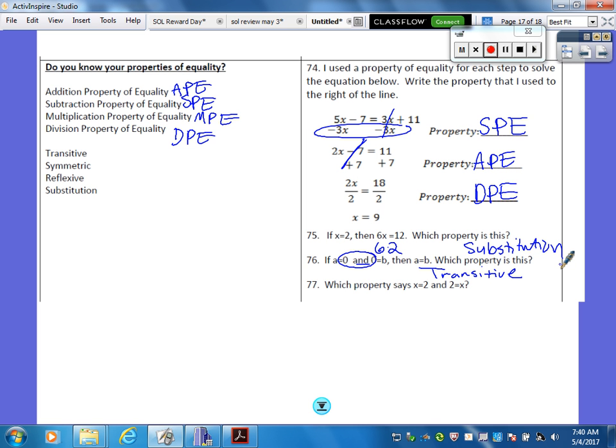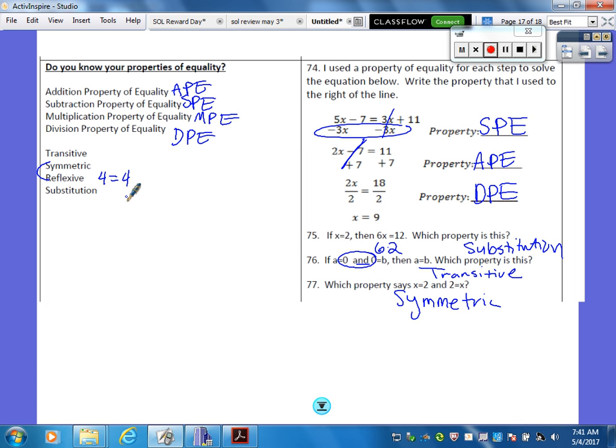Alright, last one says x equals 2 and 2 equals x. These two, a lot of people get mixed up because they sound very similar. This one is your symmetric property, where it just doesn't matter the order you say it in. Your reflexive property would be something more like 4 equals 4.